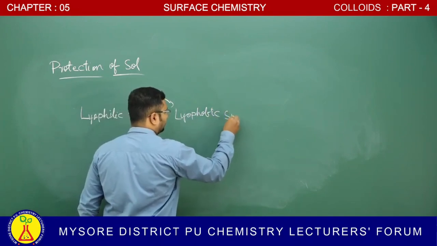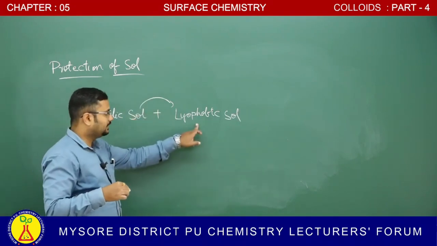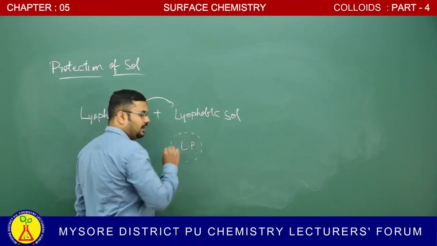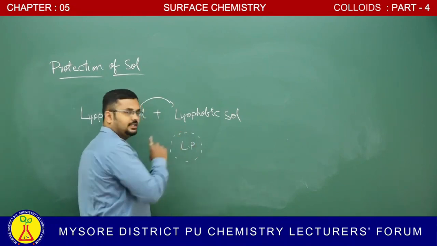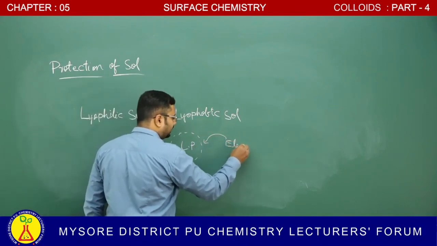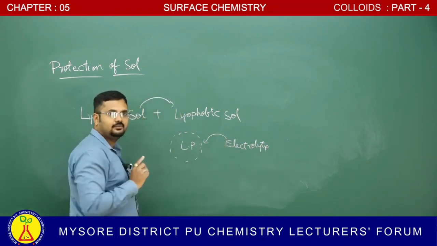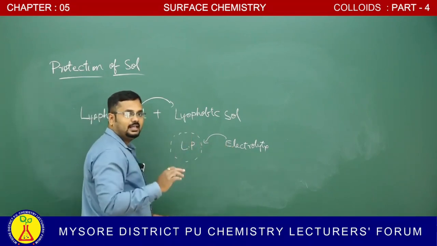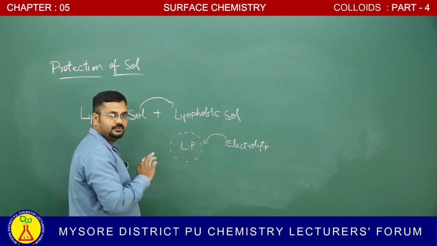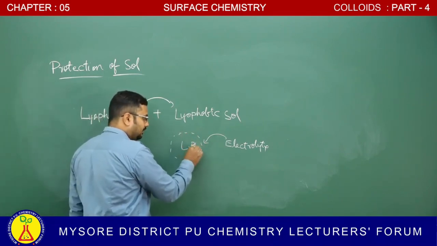When you add lyophilic sol to lyophobic sol, it forms a protective layer around this lyophobic sol. This lyophilic sol forms a protective layer around it. Finally, when you add an electrolyte, this lyophilic sol will not allow this electrolyte to coagulate this lyophobic sol, because one cover is already there. This layer of lyophilic sol is covered around this lyophobic sol.